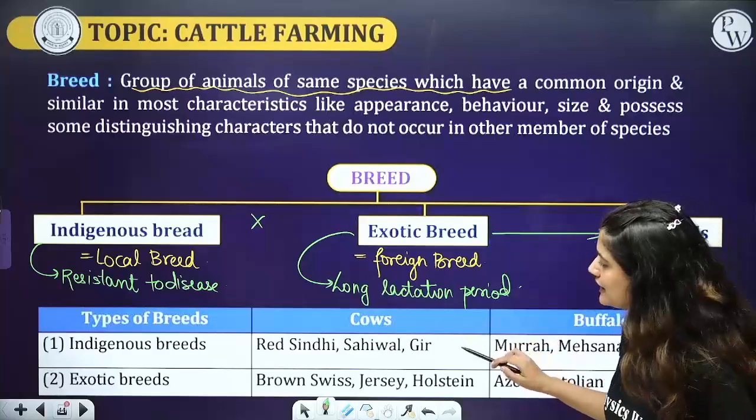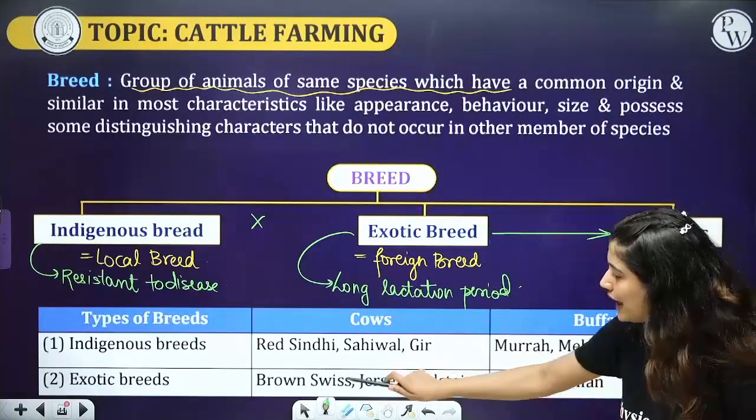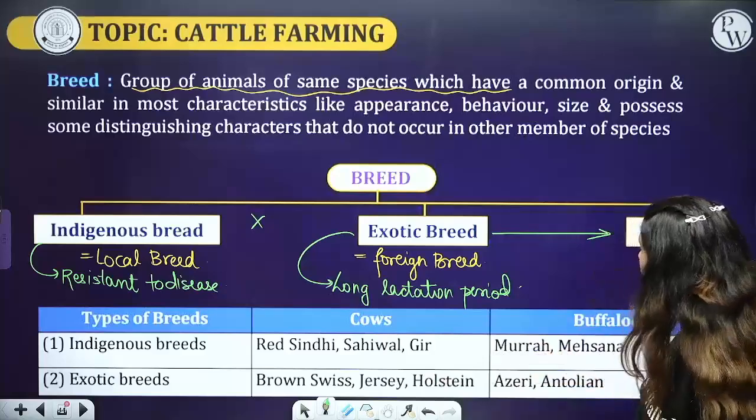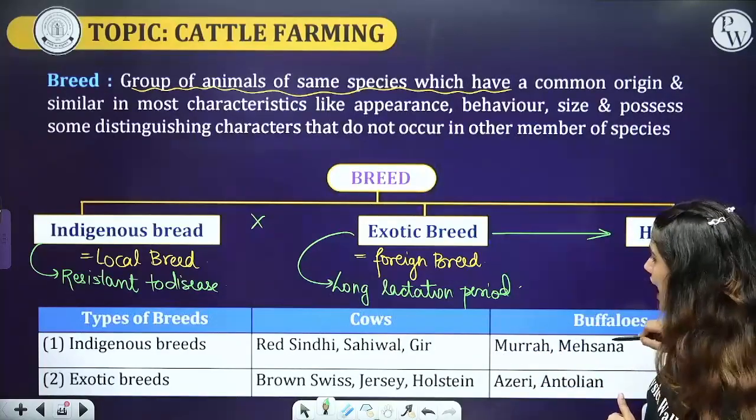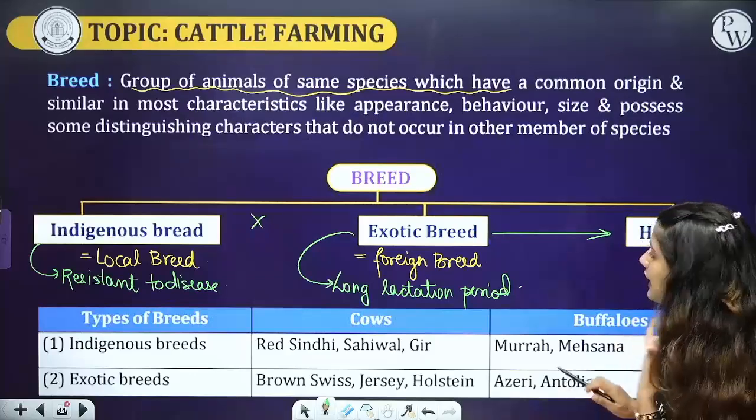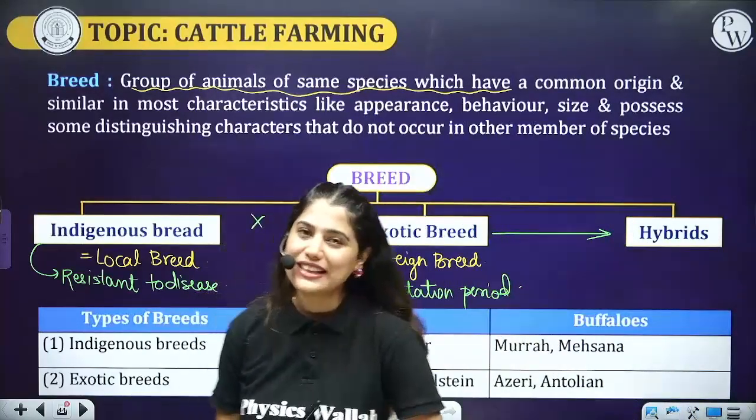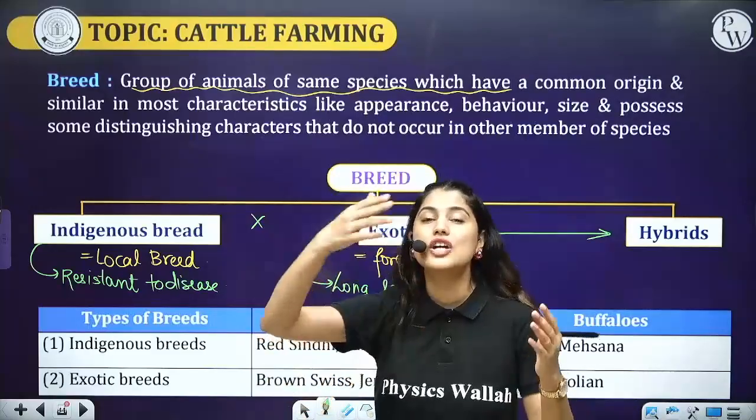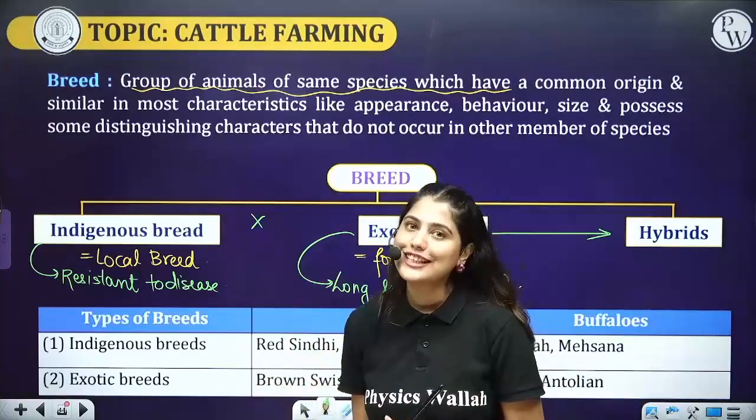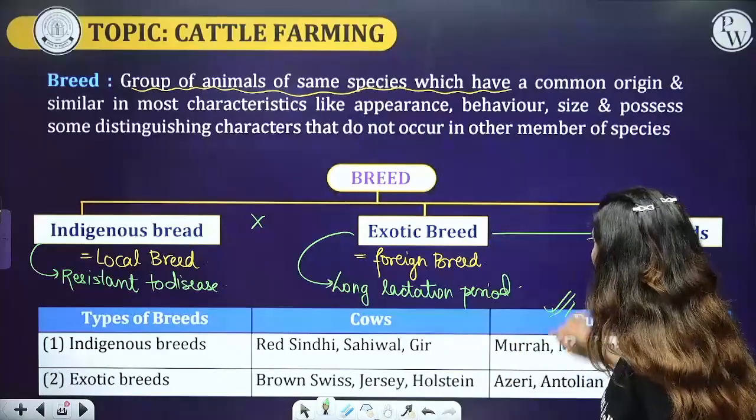These are some of the examples of the types of breeds. Indigenous breeds for cows include Red Sindhi, Sahiwal and Gir, and for the exotic breeds we have Brown Swiss, Jersey and Holstein. For the buffalo we have Murrah and Mehsana. Do we have to remember this? Yes, you have to remember this because in exams it can be asked which one is exotic and which one is Indian. So remember these breeds as well.